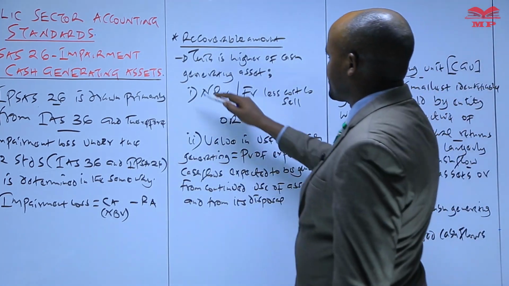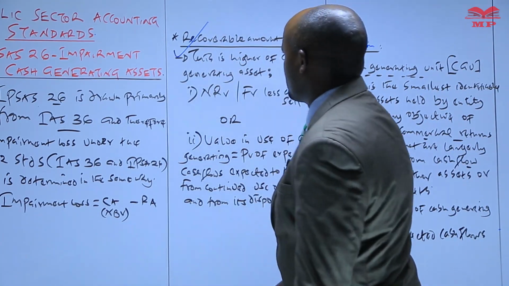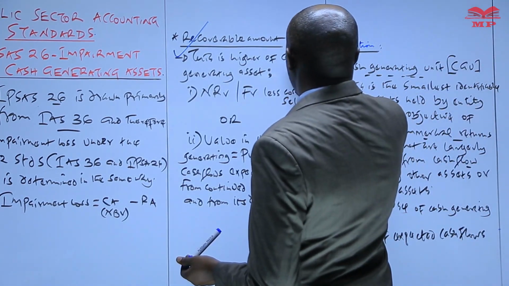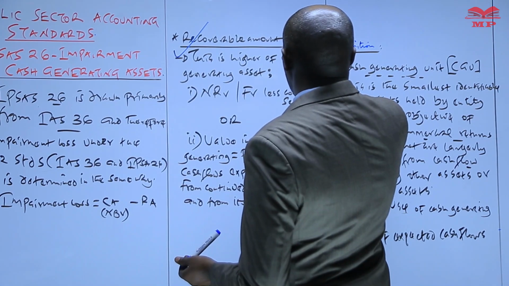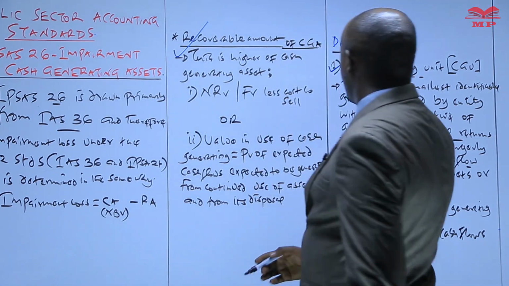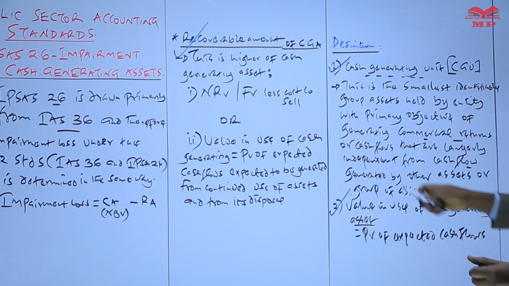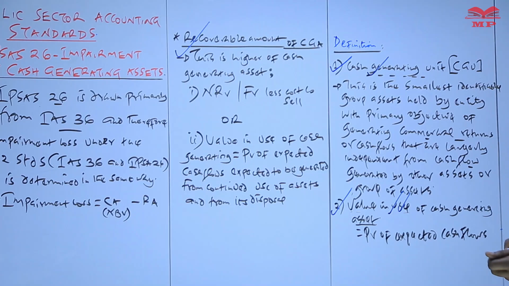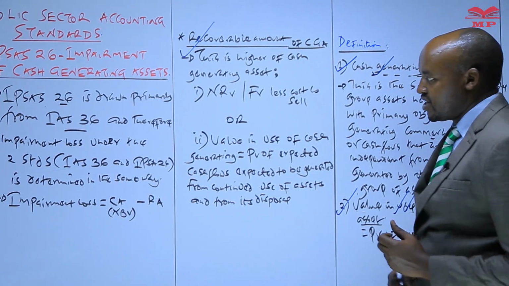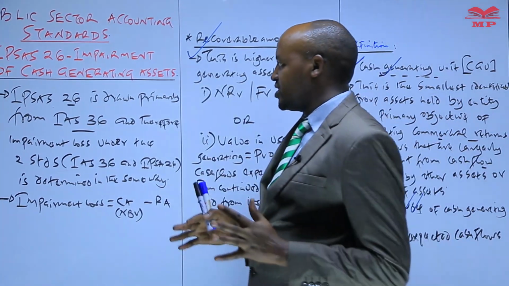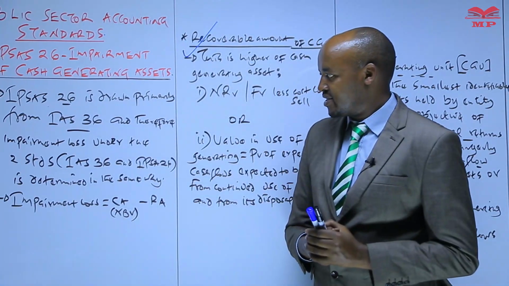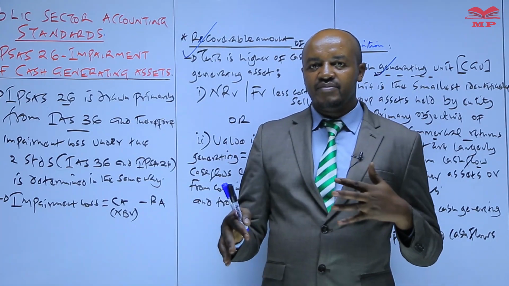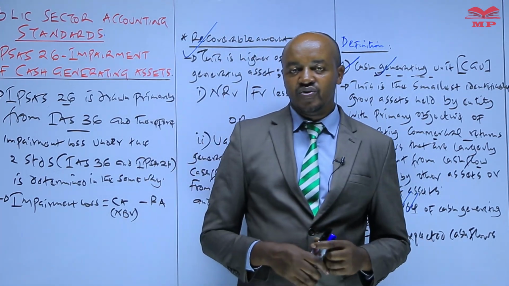One of it is the recoverable amount. And in this case, we are talking of the recoverable amount of cash generating assets. You may also be required to define this other term here, which is a cash generating unit, and also what you refer to as the value in use. But basically what you have said is that IPSAS 26 and also IAS 36 are the same, meaning that how we determine the impairment loss in the two standards is actually the same.